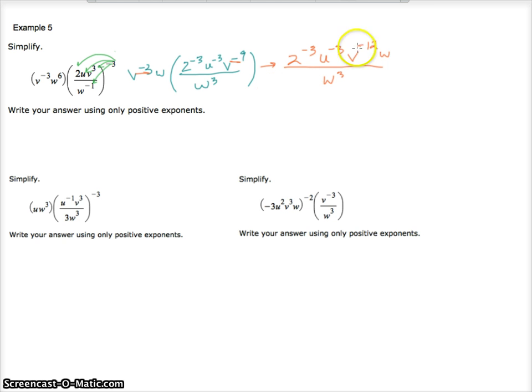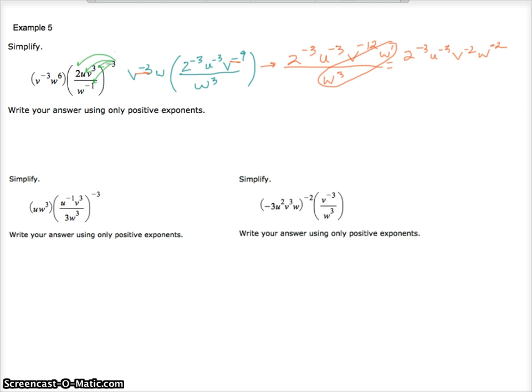Now I've got a quotient rule, so I can apply that real quick. 1 minus 3 is -2. So this will give me 2 to the -3, u to the -3, v to the -12, and w to the -2, because 1 minus 3 is -2.